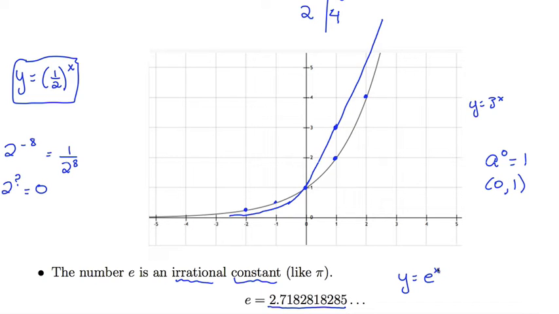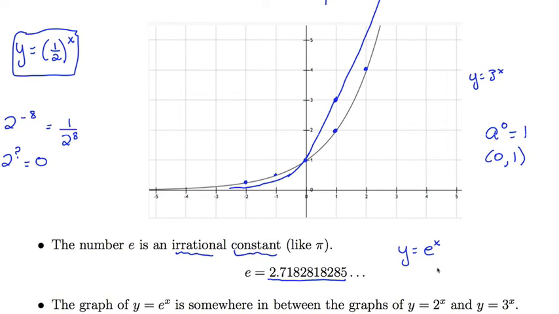We could make e to the x. Since e is between 2 and 3, right, 2 and 3 surround 2.7, then the graph of e to the x is going to be somewhere in between the graphs of 2 to the x and 3 to the x. So the graph of e to the x is going to look something like this. It's going to hit 2.7 there when x equals 1, and I'm going to go like that. So that's the graph of e to the x.